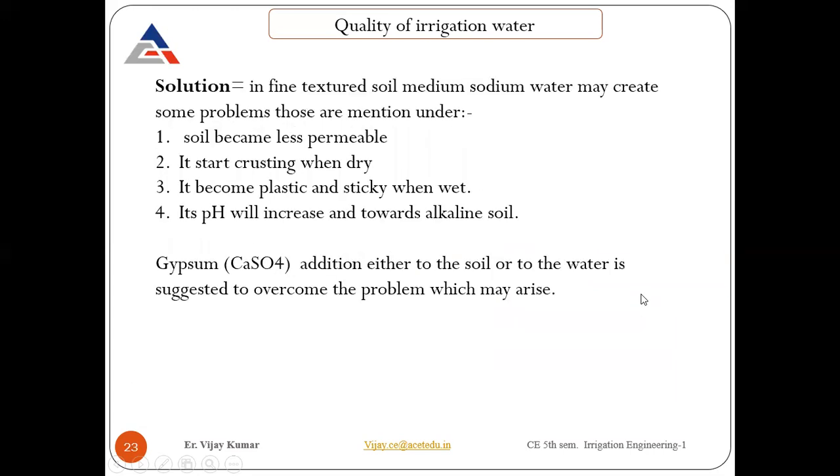So let's see the second answer: what is the problem which will arise if medium sodium water is supplied to the irrigation in fine texture soil? First thing is permeability will be lesser. So permeability is lesser, infiltration will not take place, water will be standing, and a leaching problem is also created. It starts crusting when dry. Means once your soil dries, in that case, a crust will be there.